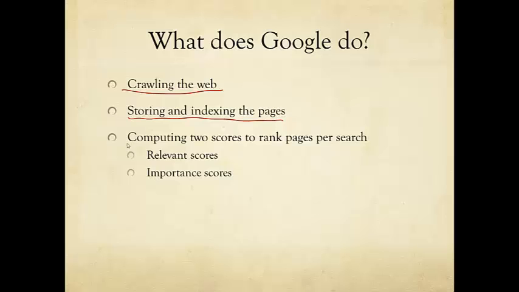And then it would need to compute, in fact, 2 rather than just 1 score, and then rank the pages and then display them for each search. One score is what we were talking about, the importance score, and that will be the sole focus in today's lecture. But there is also a relevance score. It has to make sure that it doesn't just rank all the 60 billion pages out there for every inquiry. You only rank those that are relevant.